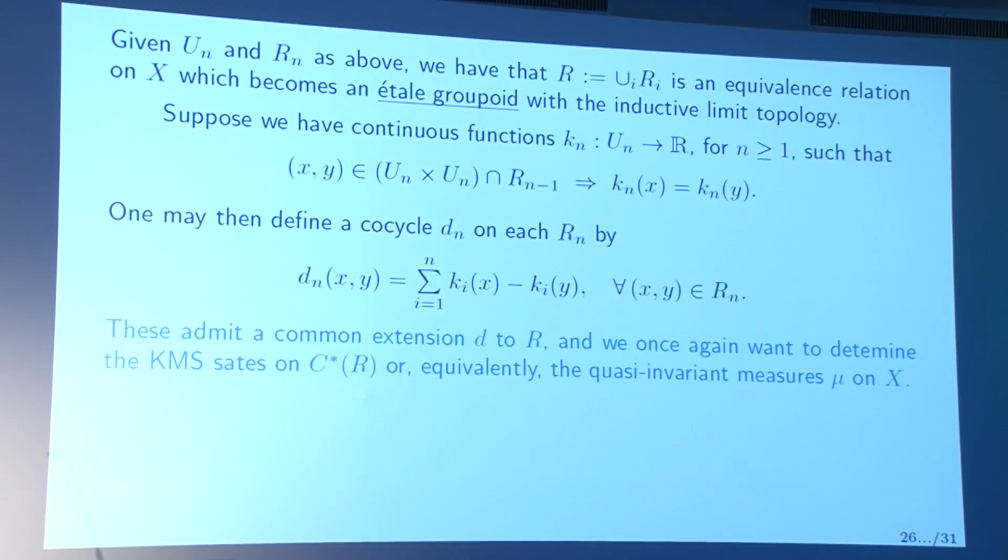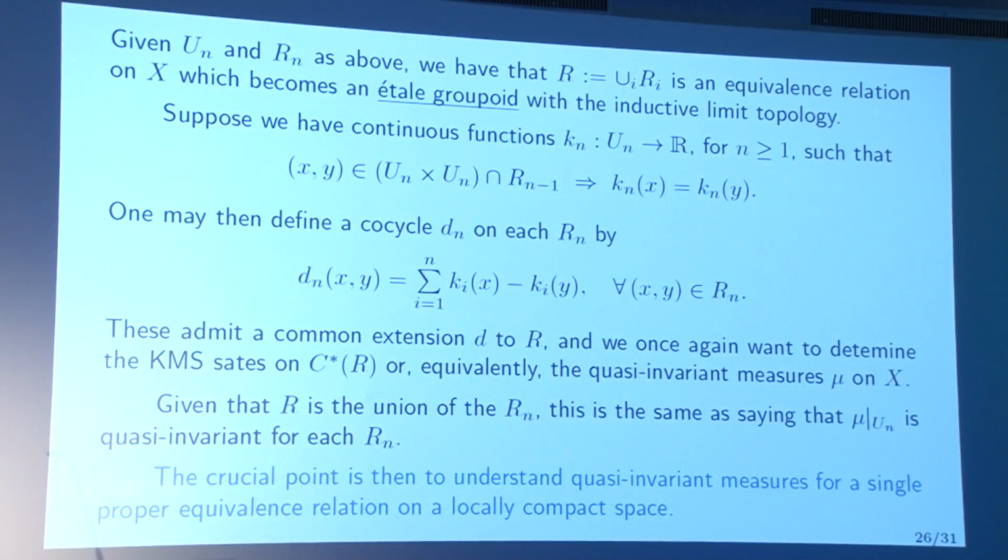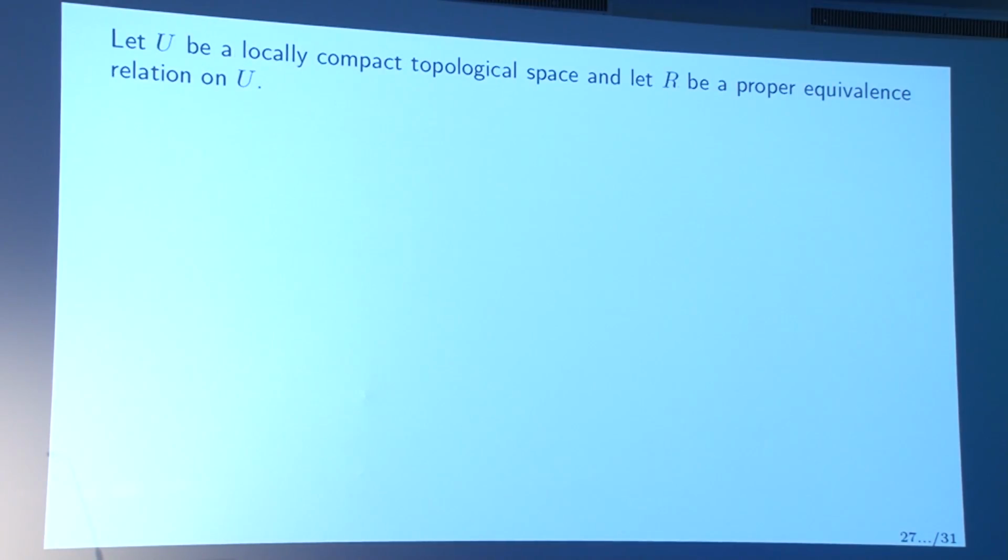We once again want to determine the KMS states on the C-star algebra of this groupoid, or, according to Renault's result, the quasi-invariant measures on X. The interesting point is that since R is the union of the Rn's, this is the same as saying that the restriction of the measure that we're looking for is quasi-invariant over every Rn. So this brings us to the problem of analyzing the quasi-invariant measures for a single proper equivalence relation, which is something that Renault has done in his 2005 paper in the compact case, which we cannot use here because our equivalence classes are infinite.